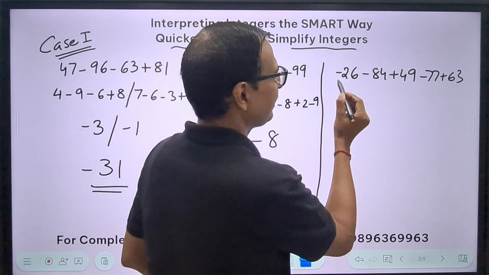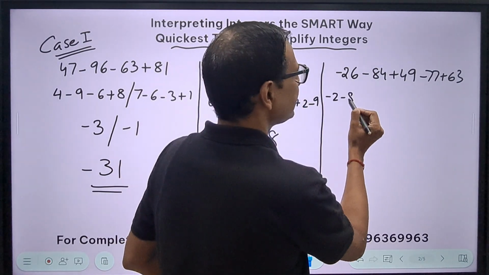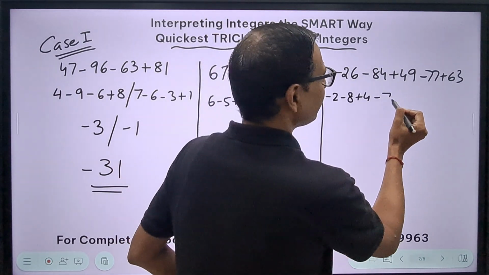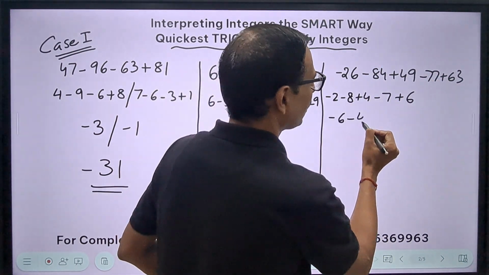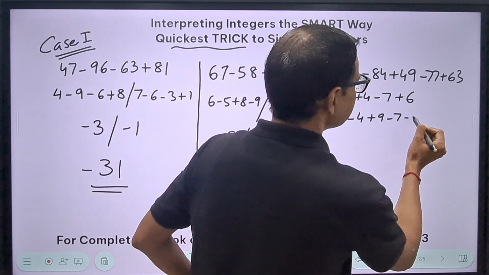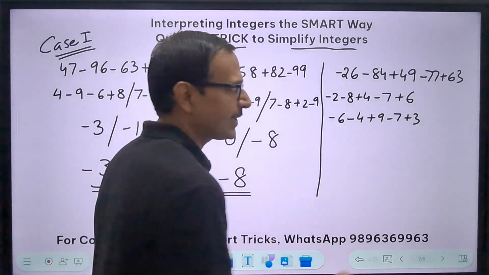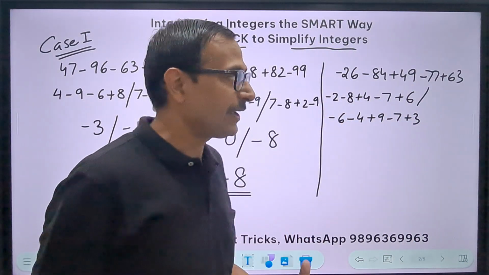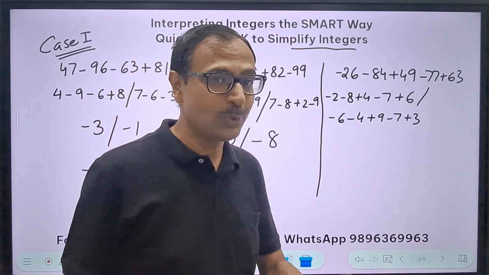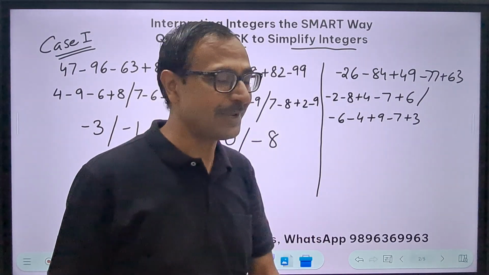So we start with a negative here. So minus 2 minus 8 plus 4 minus 7 plus 6, right? And the second integers, minus 6 minus 4 plus 9 minus 7 plus 3. See the two integers, right? Don't write this, please. I'm reminding you again and again, these are mental math steps. You need to find those two numbers directly, okay?